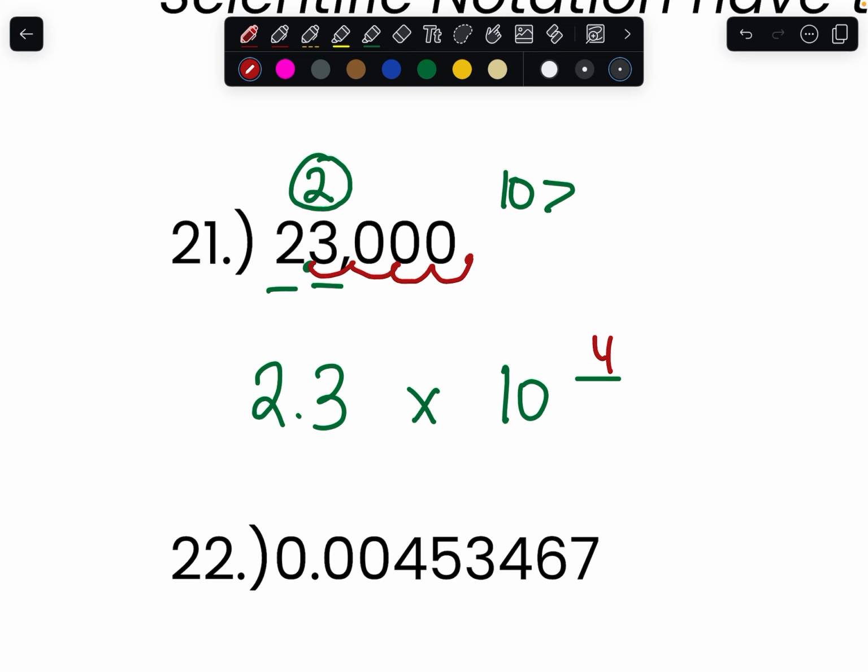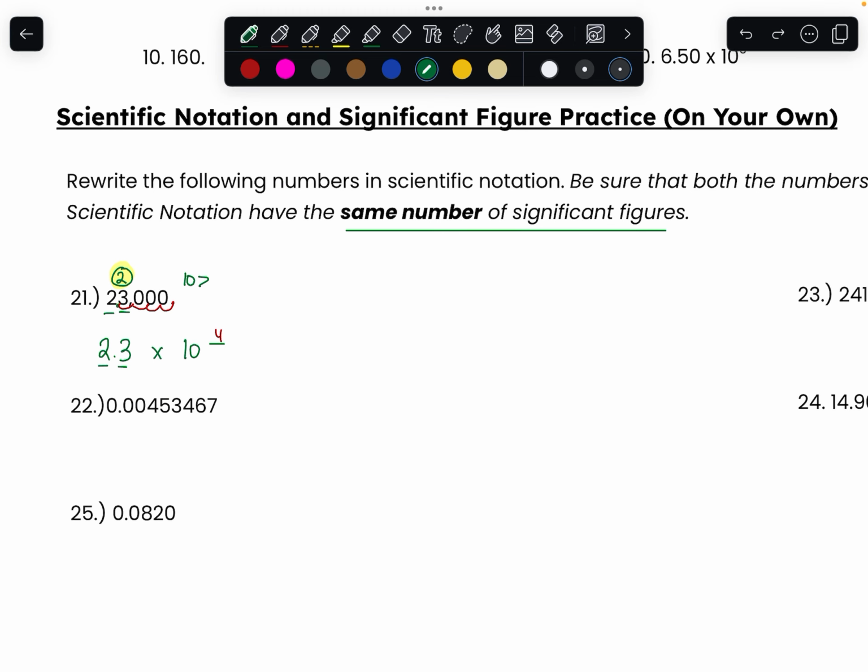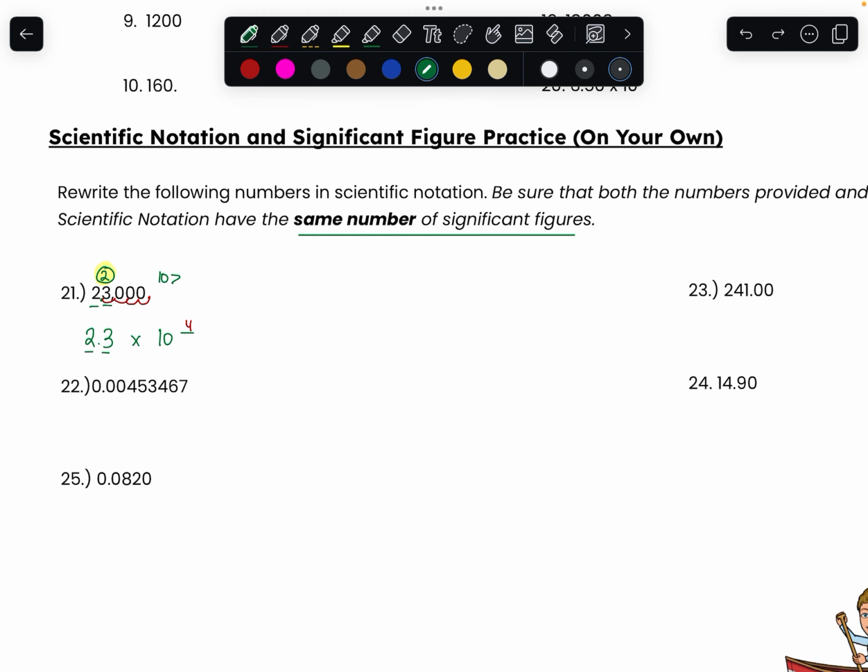Okay. Now I'm just going to check to make sure that I have the golden number of 2 sig figs in my scientific notation. Oh, look, I do, because 2 and 3 are both significant. If I answered this as 2.30, this would not be correct because 2.30 has 3 sig figs with this right 0 right here. So 2.3 would be your proper answer.